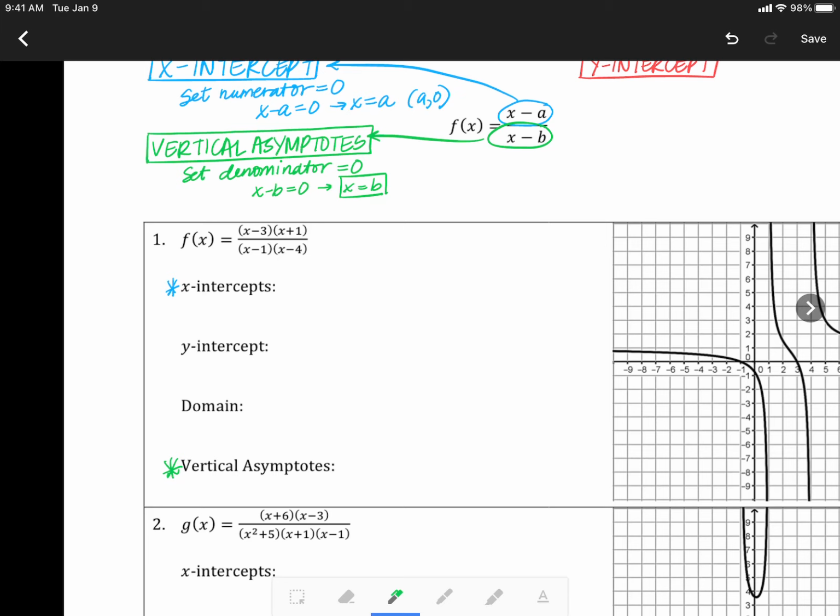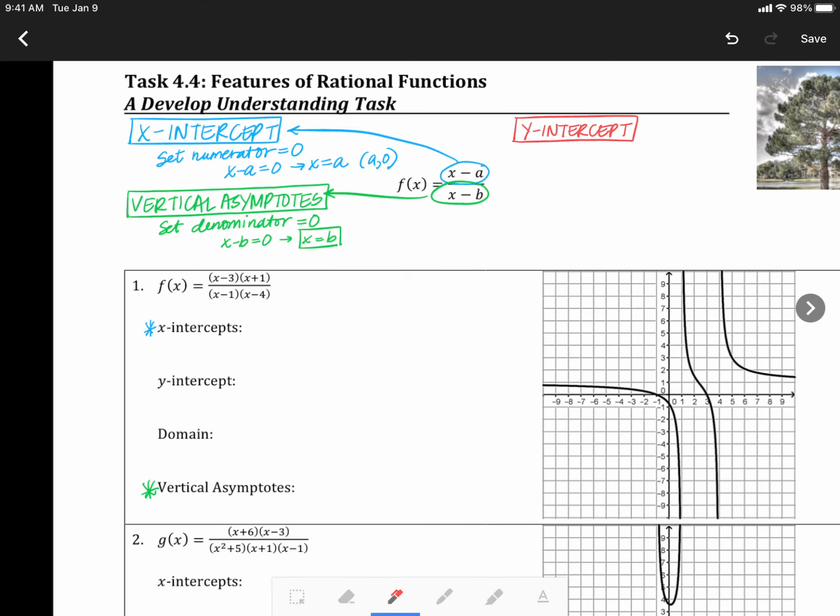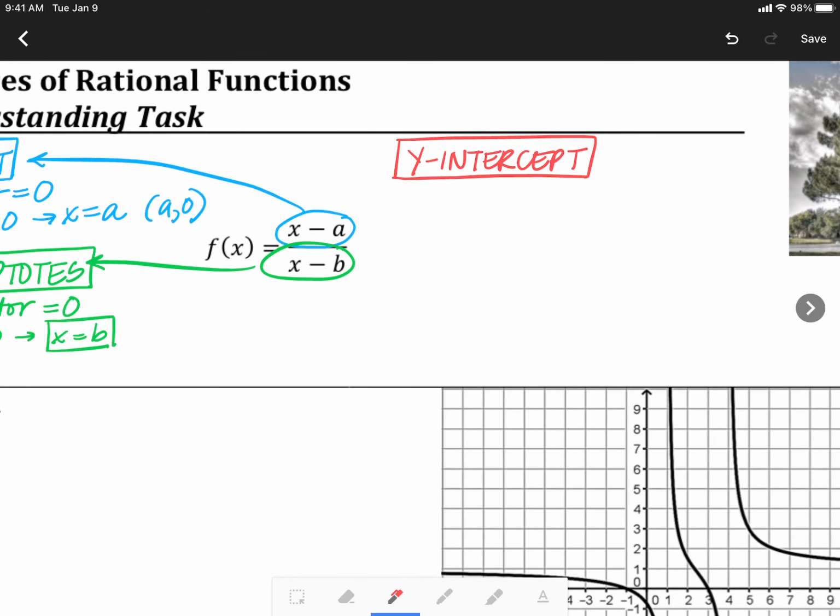Now, before we try some practice problems, let's remind ourselves, how do we find a y-intercept? You guys have been finding y-intercepts since before Math 1, but that's always something we kind of forget about. For the y-intercept, it really is asking, where is our graph when x equals 0? So what we're going to do is plug in 0 for x, and we're going to plug it in for all of the x's.